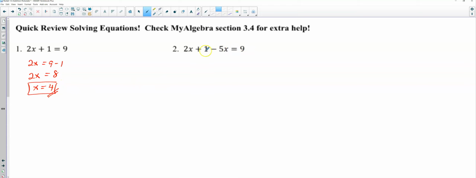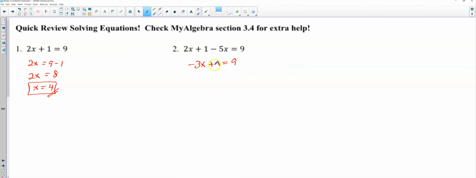Okay, here's another one. When I'm moving stuff, I want to combine like terms first right here. So I have 2x minus 5x. Notice one is positive, one is negative, so I must subtract. You do not subtract 2 minus 5, you subtract 5 minus 2. 5 minus 2, that's 3. 3x. Since this one is negative and has the highest absolute value, it's negative, so that will be negative 3x plus 1 equals 9.